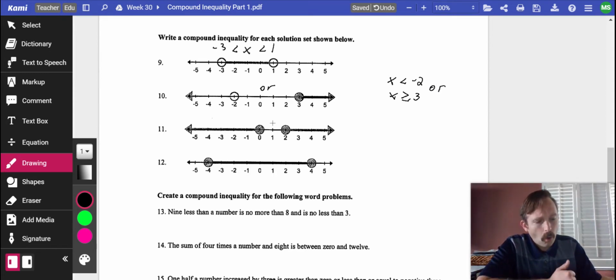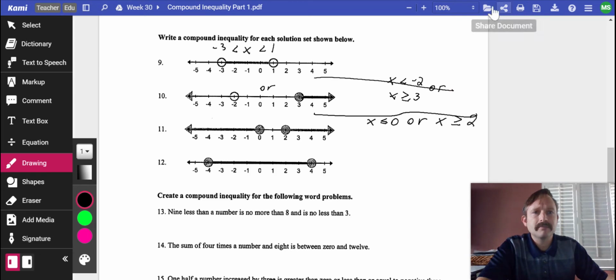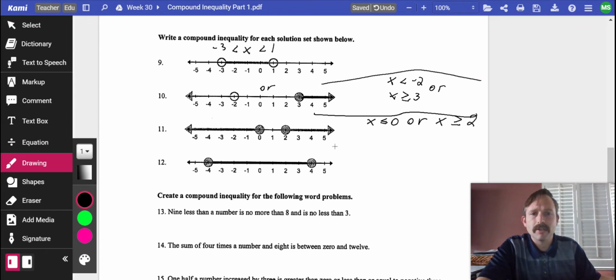Looks like we have another or statement. So I know that x is going to be less than or equal to 0, or x is going to be greater than or equal to 2. That's for this one right here. When we draw these in, let's draw this in like that so we know that's inside.